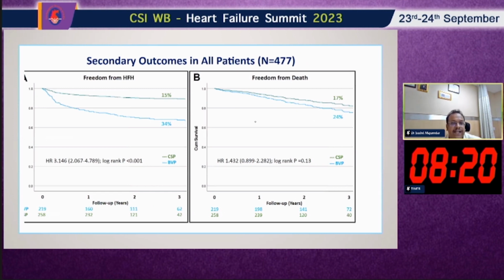So this was a secondary outcome. It looked at freedom from heart failure hospitalization. That was also better in CSP compared to biventricular pacing. But freedom from death was not significantly different between the two groups. Next slide.